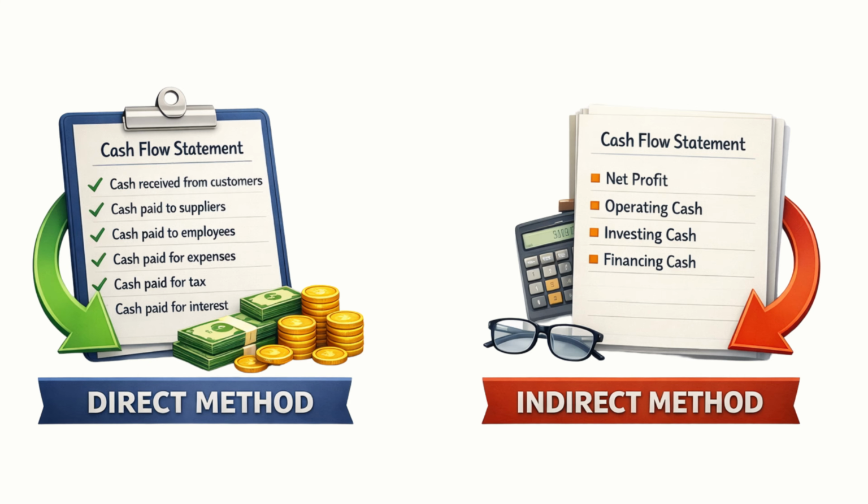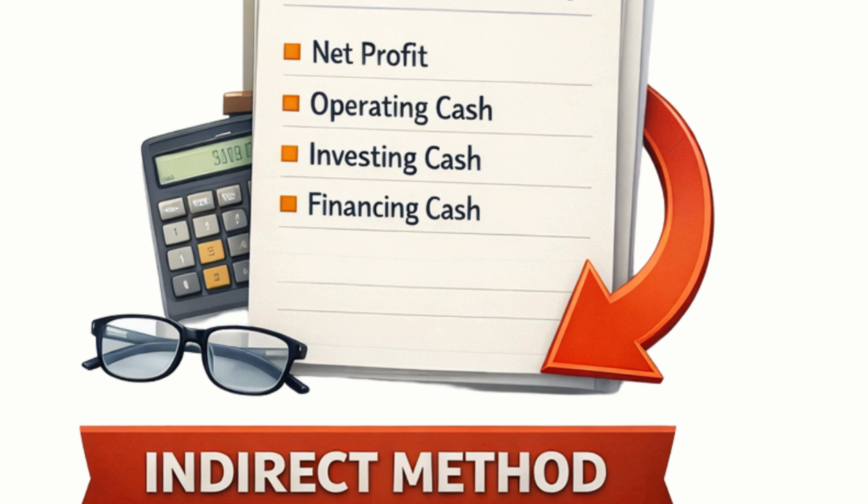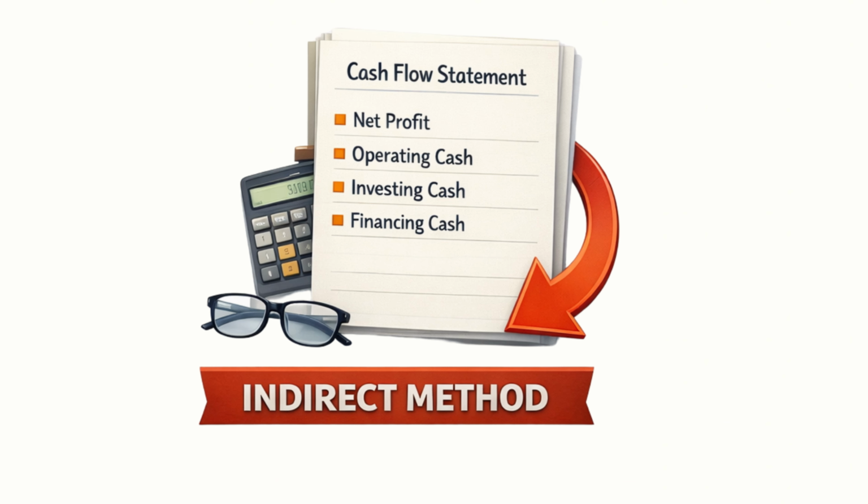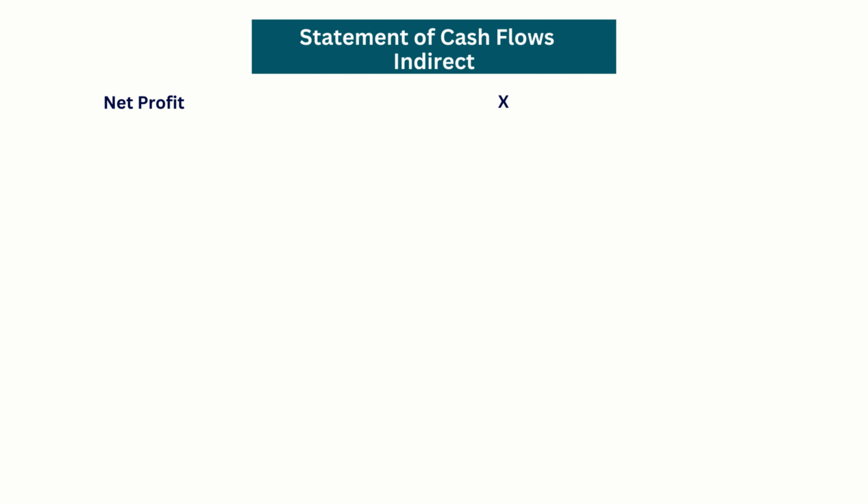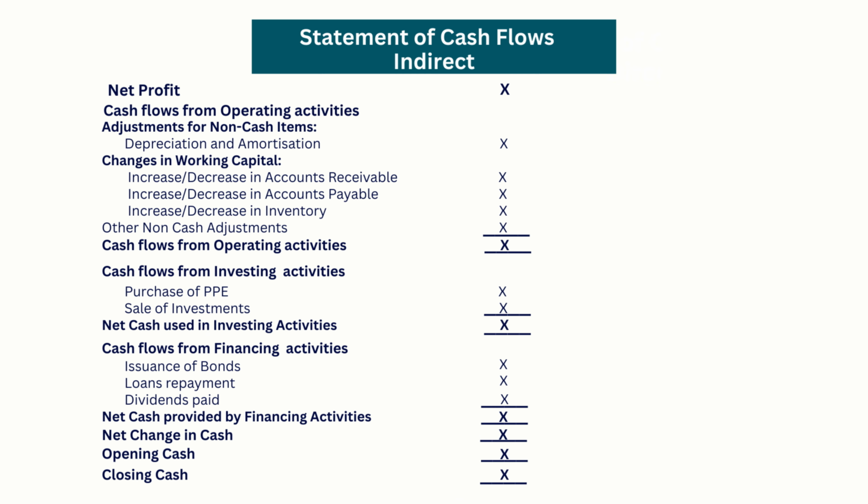Now that we understand the three sections of the statement of cash flows, operating, investing, and financing, we're going to look at the indirect method. The indirect method starts with profit and then adjusts for non-cash items and working capital changes. In the end, we arrive at the same cash flow, just via a different route. Now let's move from theory to practice and prepare a full statement of cash flows using the indirect method.